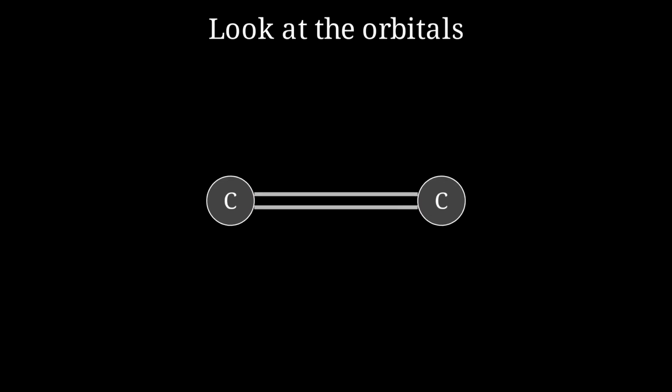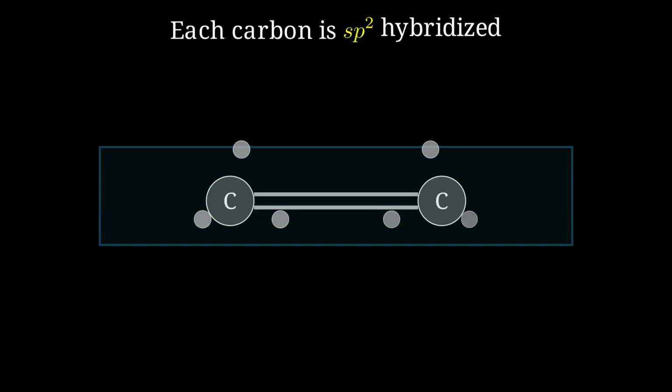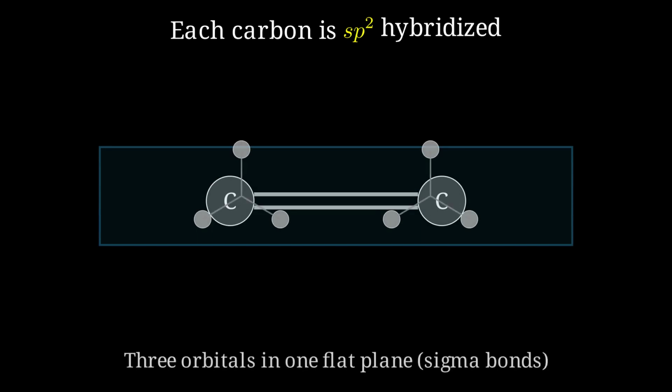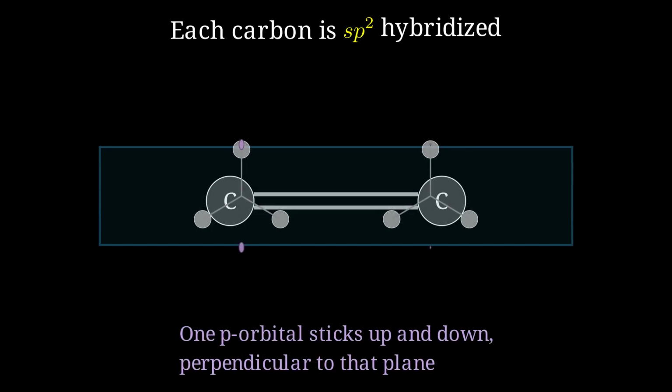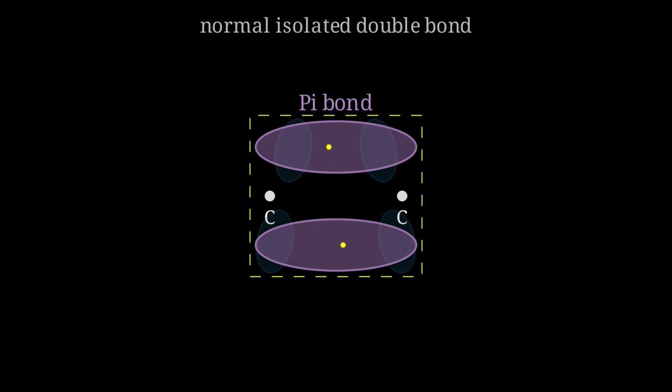Let's zoom in to a carbon-carbon double bond. Every carbon in a double bond is sp2 hybridized. It has 3 orbitals pointing out in a flat plane, the sigma bonds, and 1 p orbital sticking straight up and down, perpendicular to that plane. When 2 p orbitals overlap side by side, they form a pi bond. In a normal, isolated double bond, those electrons are trapped, localized between those 2 carbons.